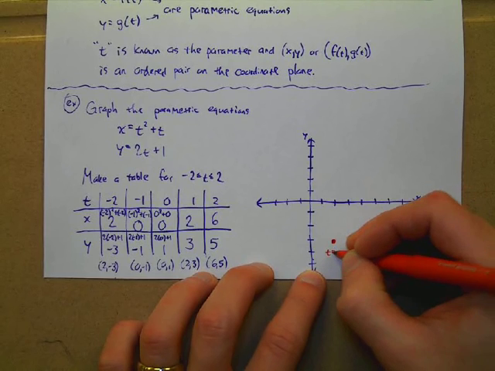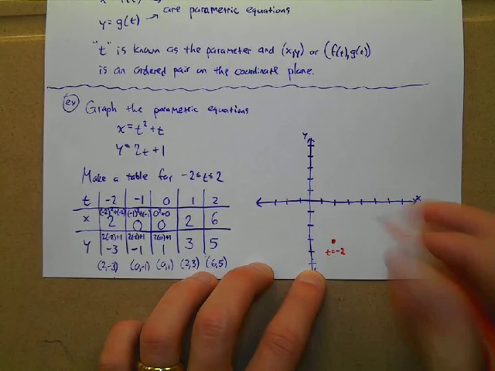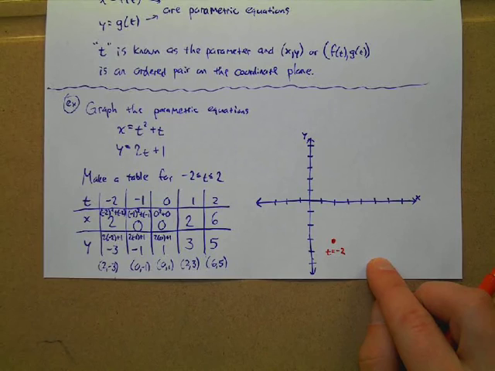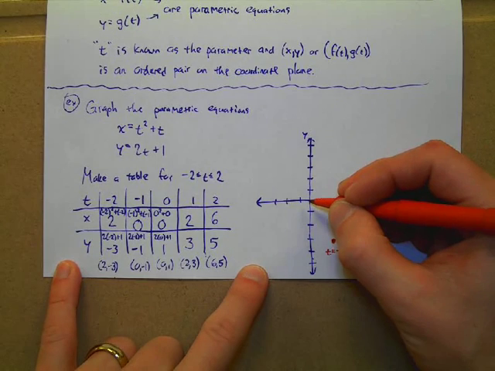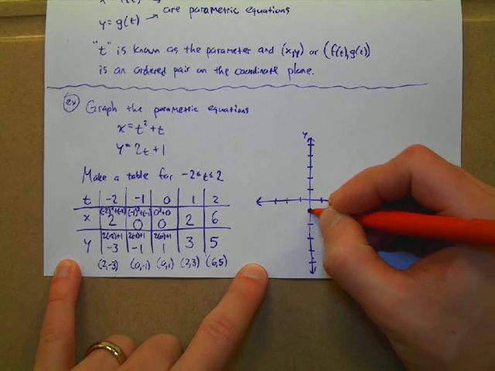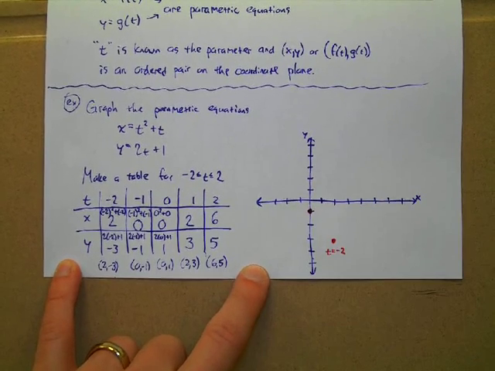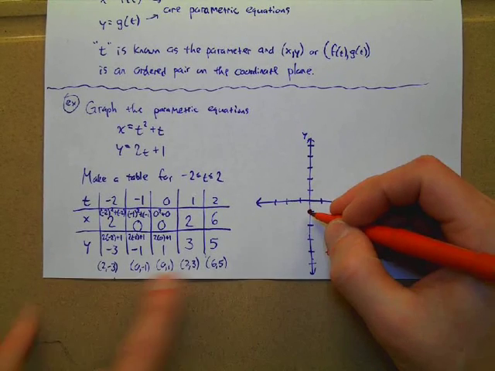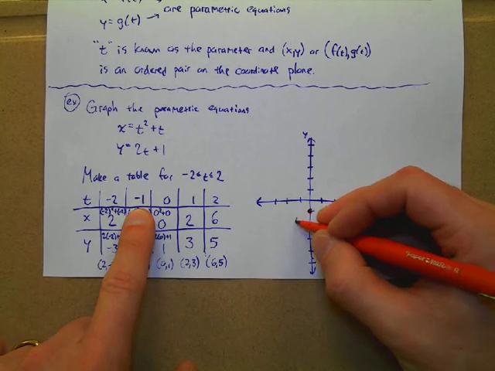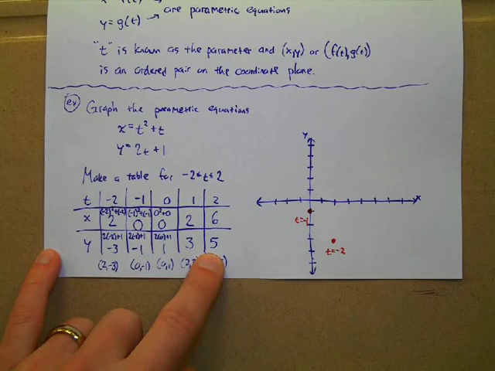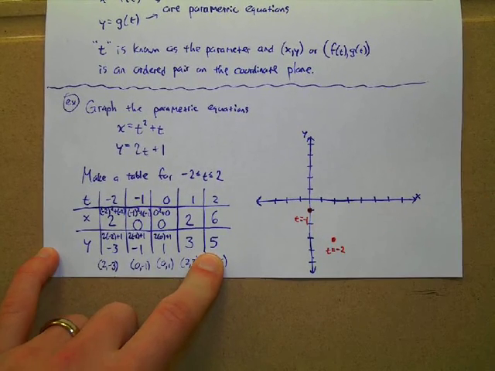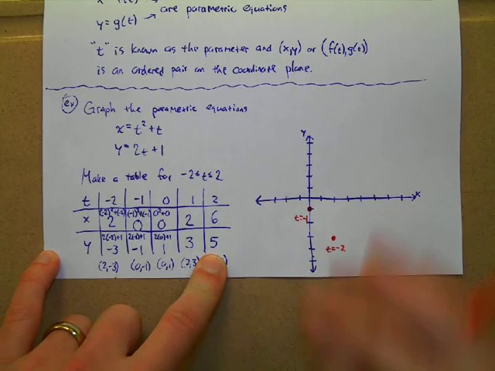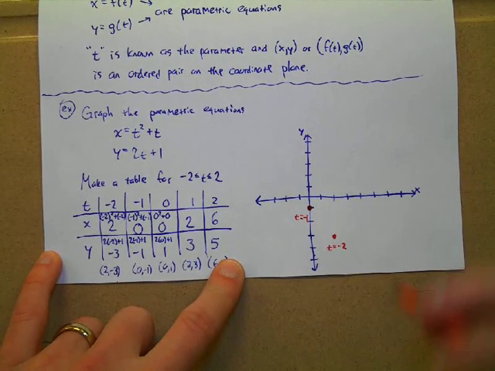Okay, now we'll do the next one. (-1, 0). So there's that point right there. Okay, and so we are there when t equals negative 1. So now we know where we are and when we are there. I feel like Doc Brown or something like that on Back to the Future. Okay. All right, then the point (0, 1), and we are there at time t equals 0.